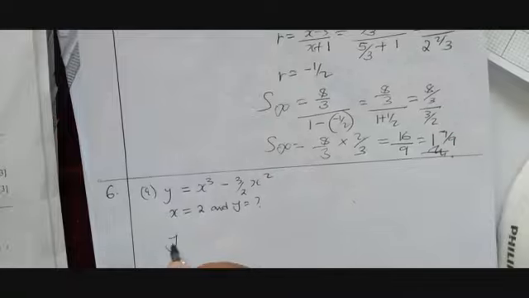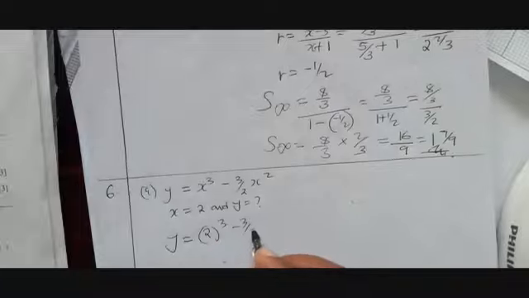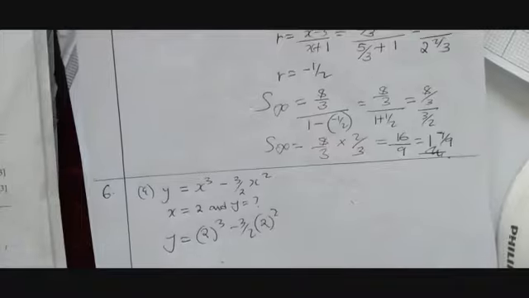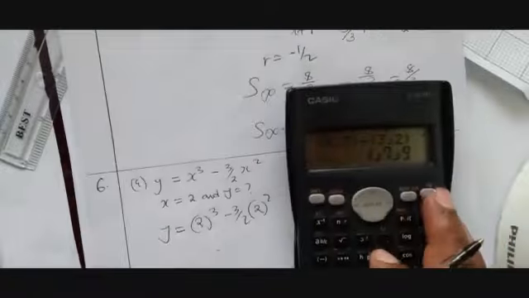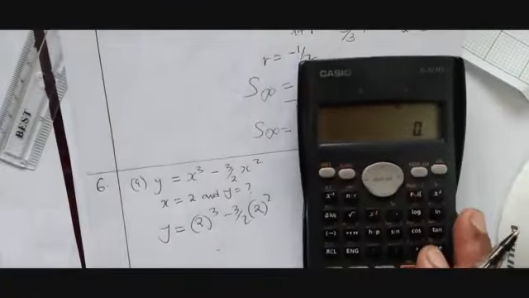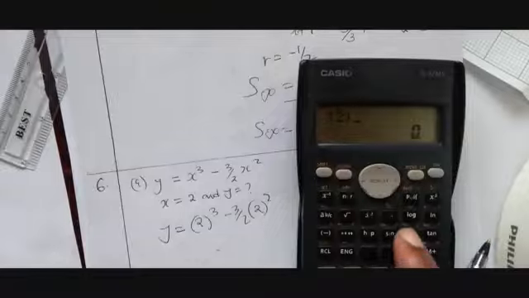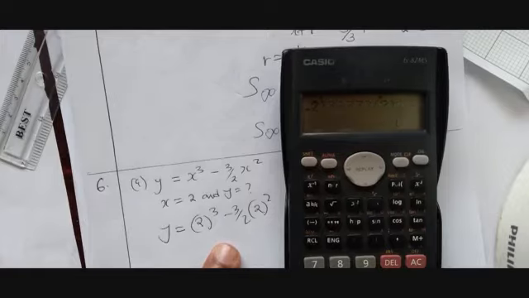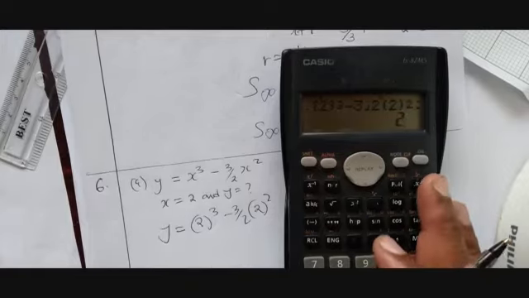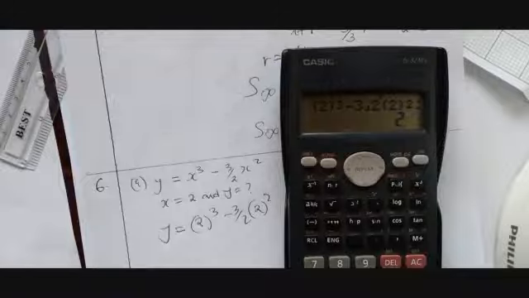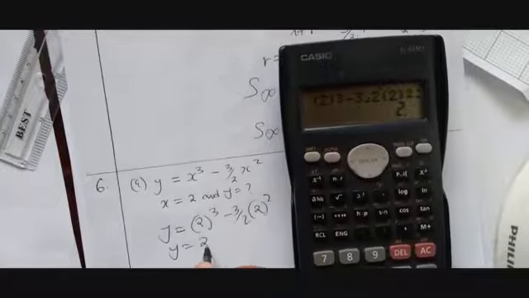So say y is equal to, here where there is x we put 2 to the power 3 minus 3 over 2. Here we put 2 squared. All right, if you want, you can use your calculator here. You can say 2 to the power 3 minus, all right, 3 divided by 2, open the bracket, 2 to the power 2. What do you get? You get 2, all right? That's what you get. So y is equal to 2.